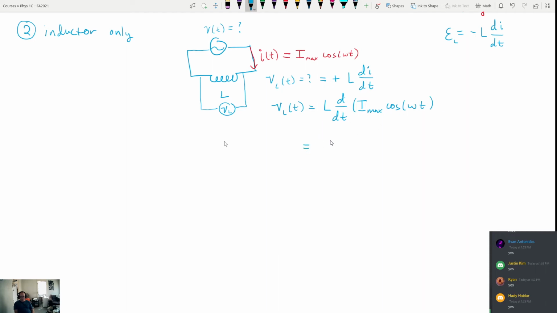So it's going to be this right here. And now we can say that is positive. Wait, that's wrong. What's wrong with this? The derivative of cosine is negative sine. There we go.